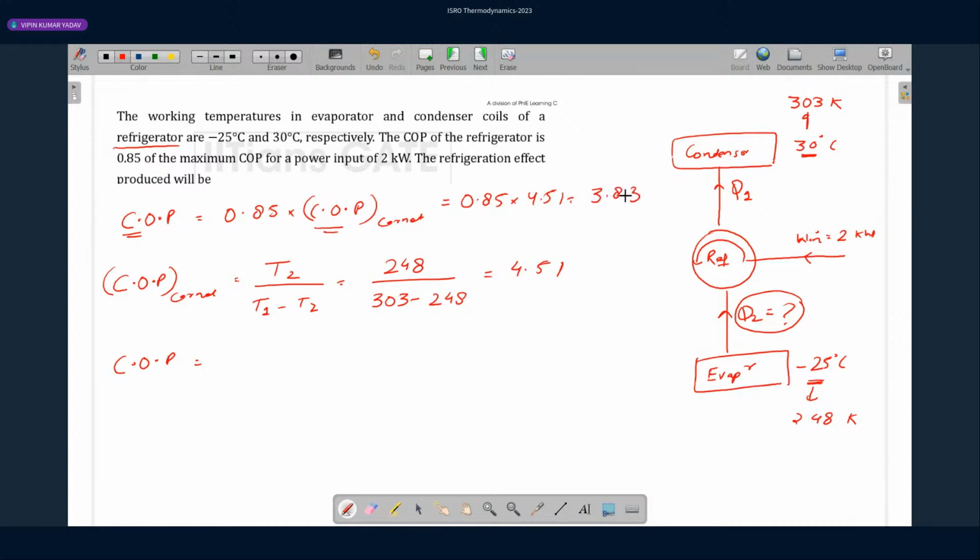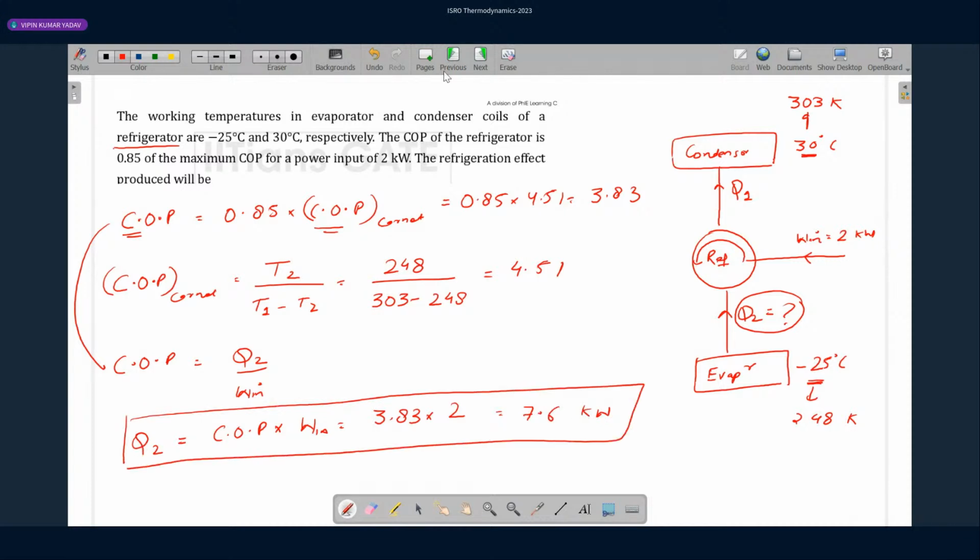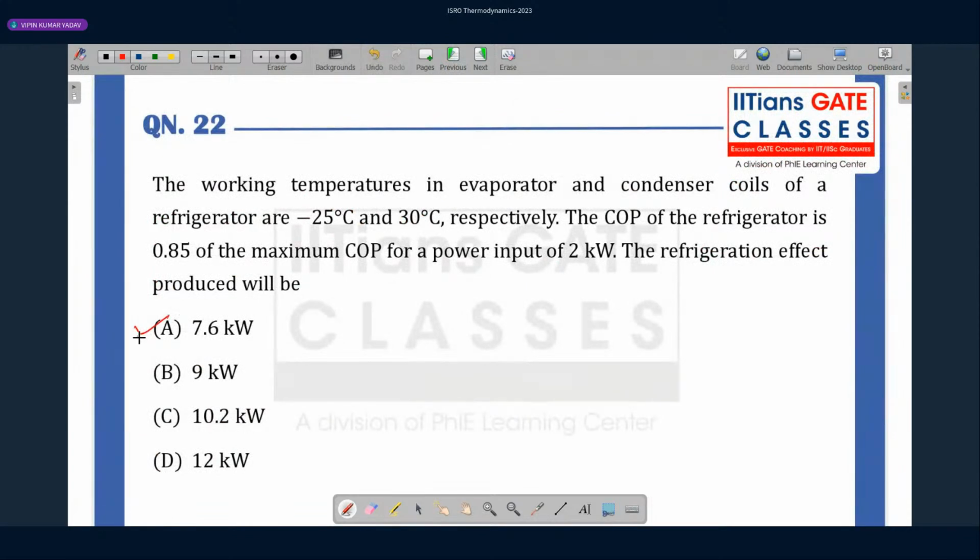So this is 3.83. Now this actual COP is also the refrigerating effect upon work input. So from here I can find out the refrigerating effect Q2, which is equal to COP into work input. So 3.83 into 2 is equal to 7.6 kilowatt. So this is your refrigerating effect. So 7.6 kilowatt, that is option A, the correct option. Got it? I hope it is very clear. Okay, let's go.